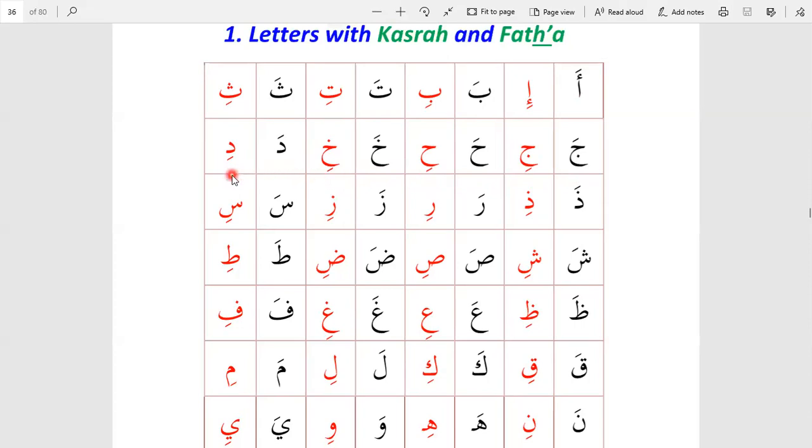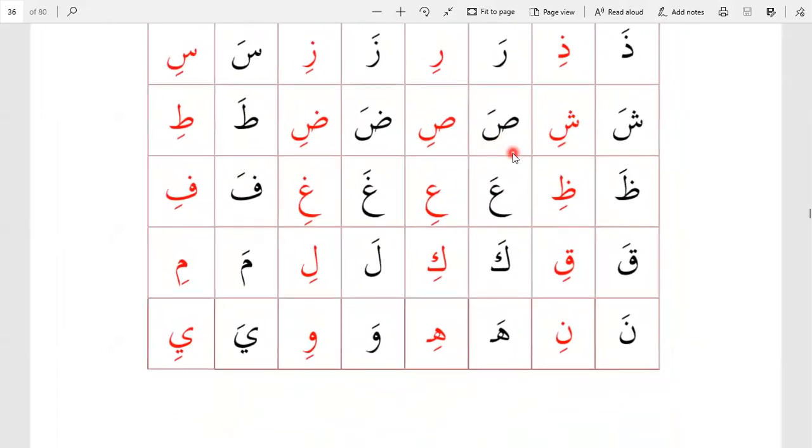Da, di, va, vi, ra, ri, za, zi, sa, si, sha, shi, sa, si, da.